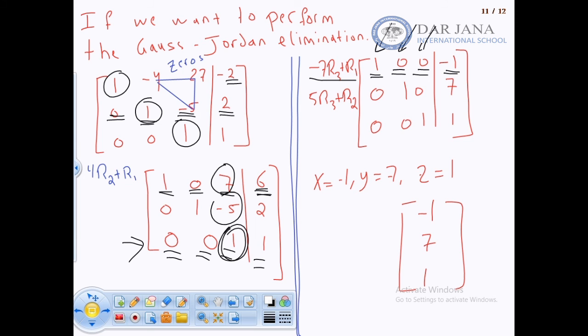So I will multiply R3 by 5 and add it to R2. The same thing, 5 times 0 is 0 plus 0, 0. 5 times 0 is 0 plus 1 is 1. 5 times 1 is 5 plus negative 5, it is going to be 0. 5 times 1 is 5 plus 2, it will be 7. Now, this matrix is in reduced row echelon form. We get 1x equals negative 1, 1y equals 7, and 1z equals 1. So this is my solution.